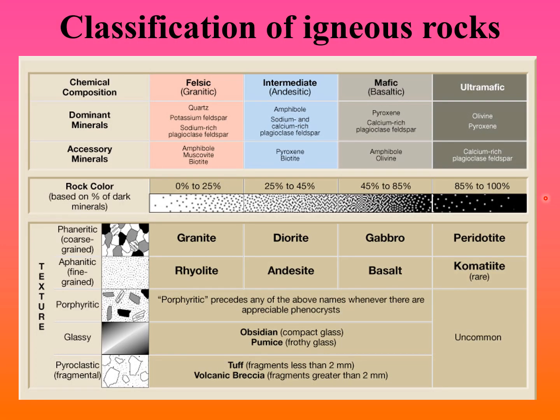Here's a great table to kind of show you that. So this row here is chemical composition. So felsic or higher silica, we would call that granitic. Intermediate, that would produce an andesite, and then mafic, that would produce a basalt. And then we also have ultramafic, which are less common these days. They don't really form now, but there was a time, about a billion years ago, 2 billion years ago, 3 billion years ago even, the Earth was hotter than it is today.